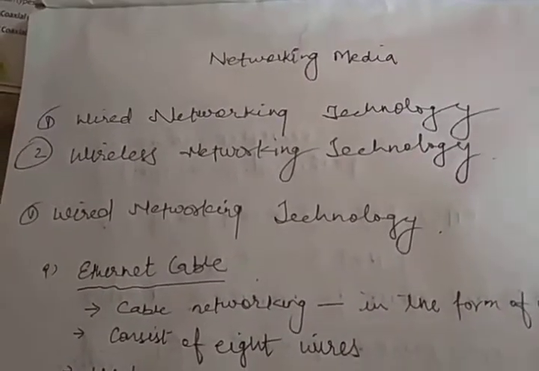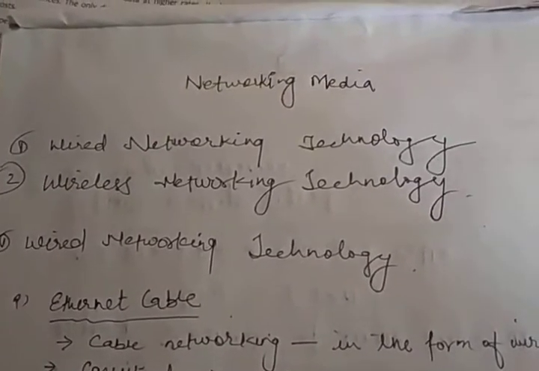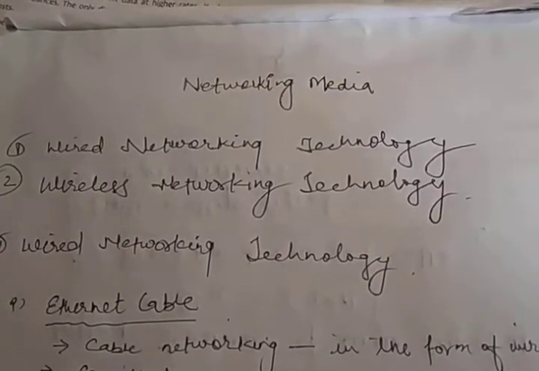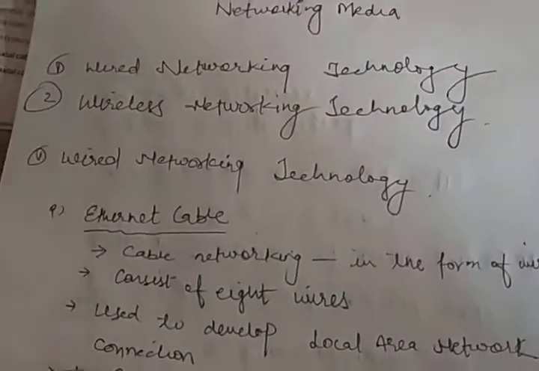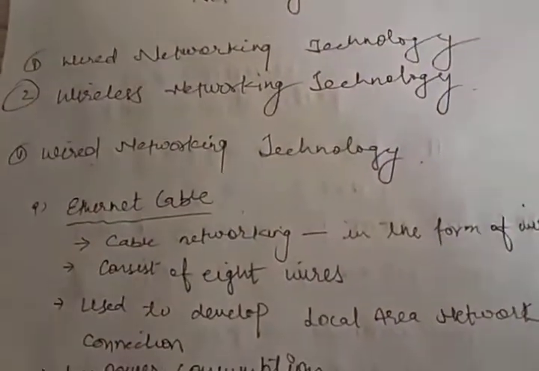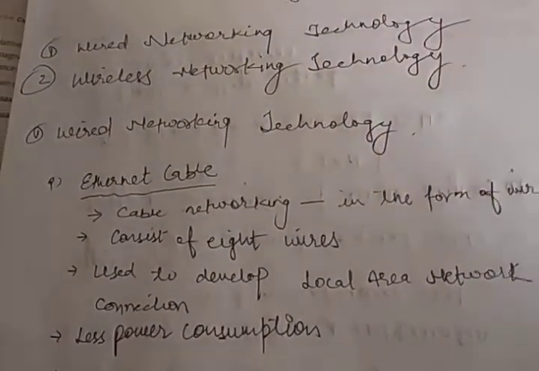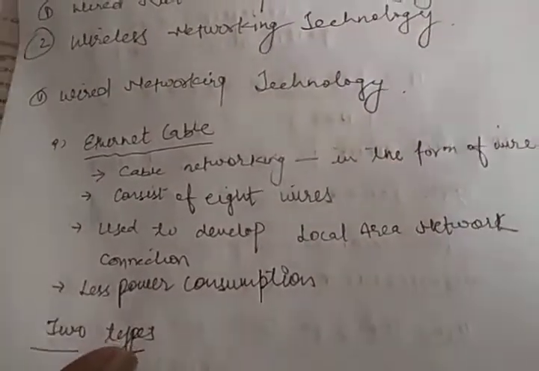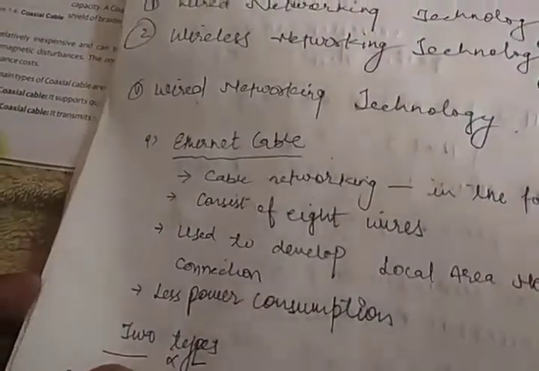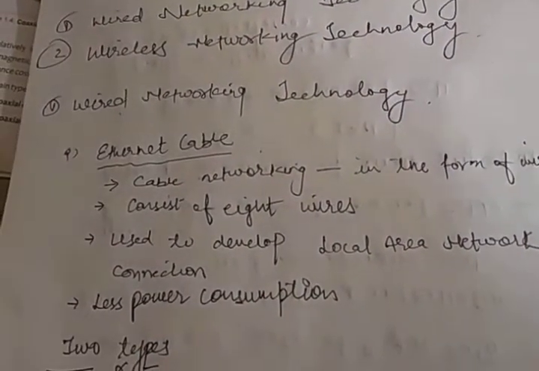So networking media is divided into two parts. The first one is wired networking technology and the second one is wireless networking technology. पहले में हम पढ़ेंगे वायर्ड नेटवर्किंग, जिसमें हम केबल या वायर का यूज़ करते हैं. वायर्ड नेटवर्किंग टेक्नोलॉजी भी divided है and it is divided into three parts. One is the Ethernet cable, second is the coaxial cable and third is the optical fiber cable.